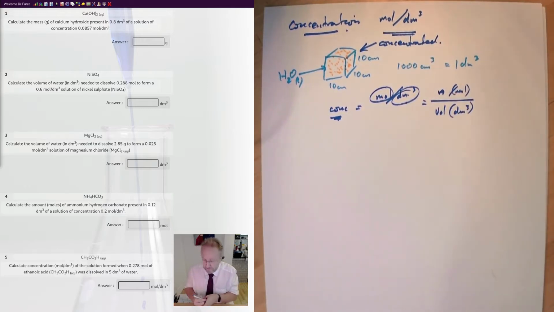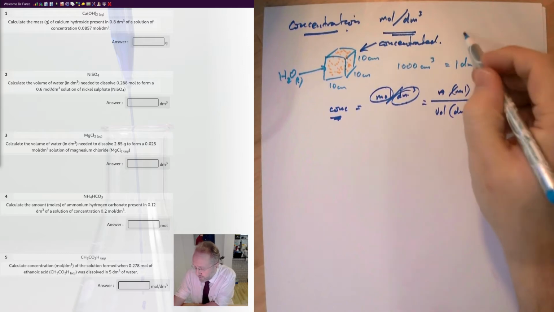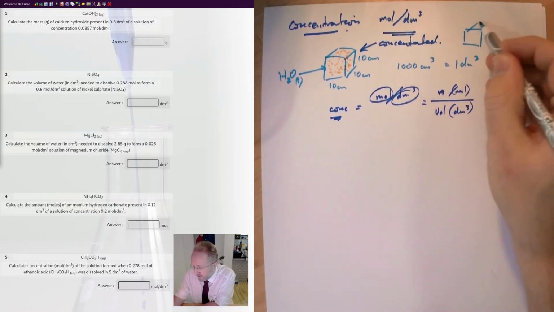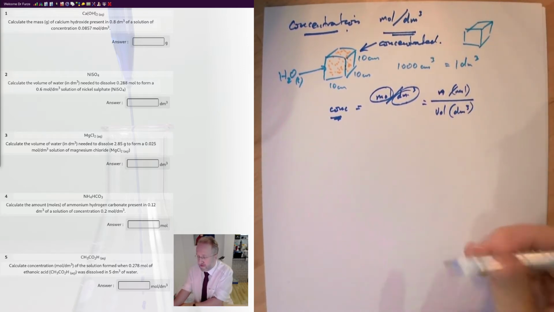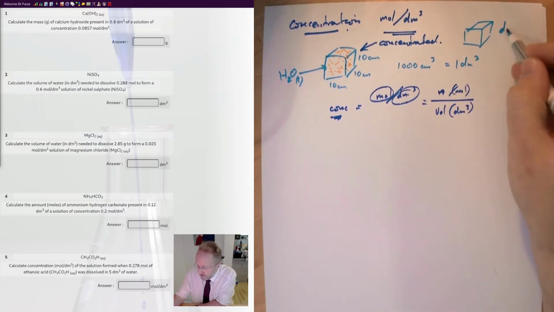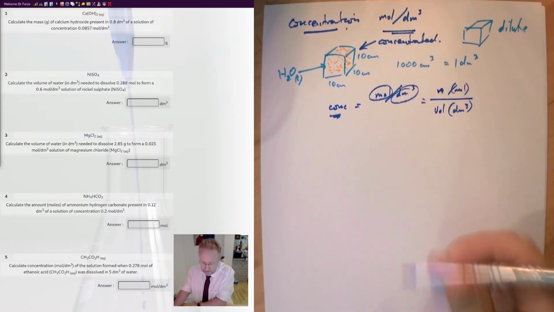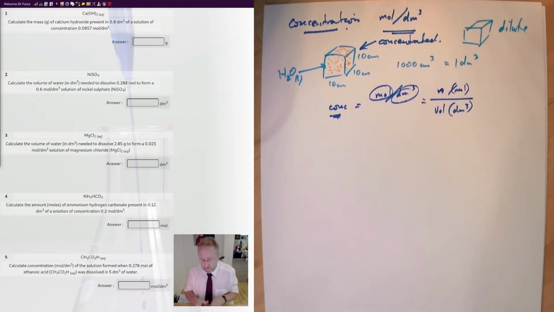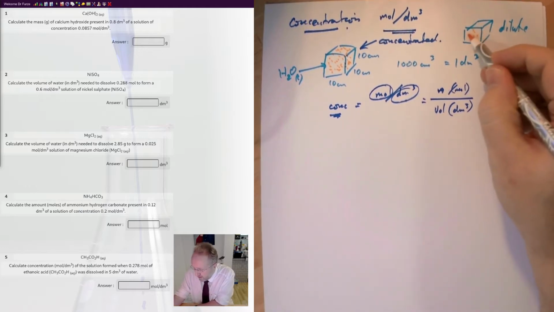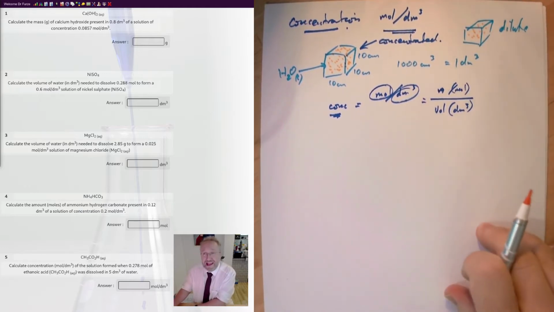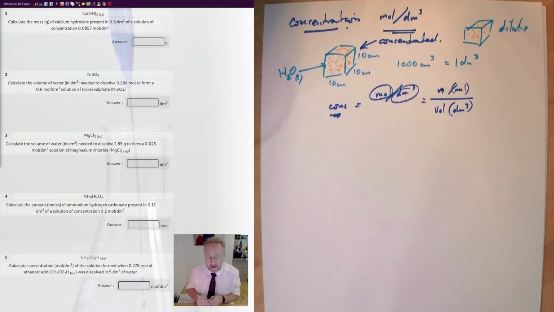solution. Now the opposite of concentrated is of course dilute. Now if we were to have a dilute solution, we would have fewer particles. There would be less dissolved in the same volume. Okay, so let's look at an example.